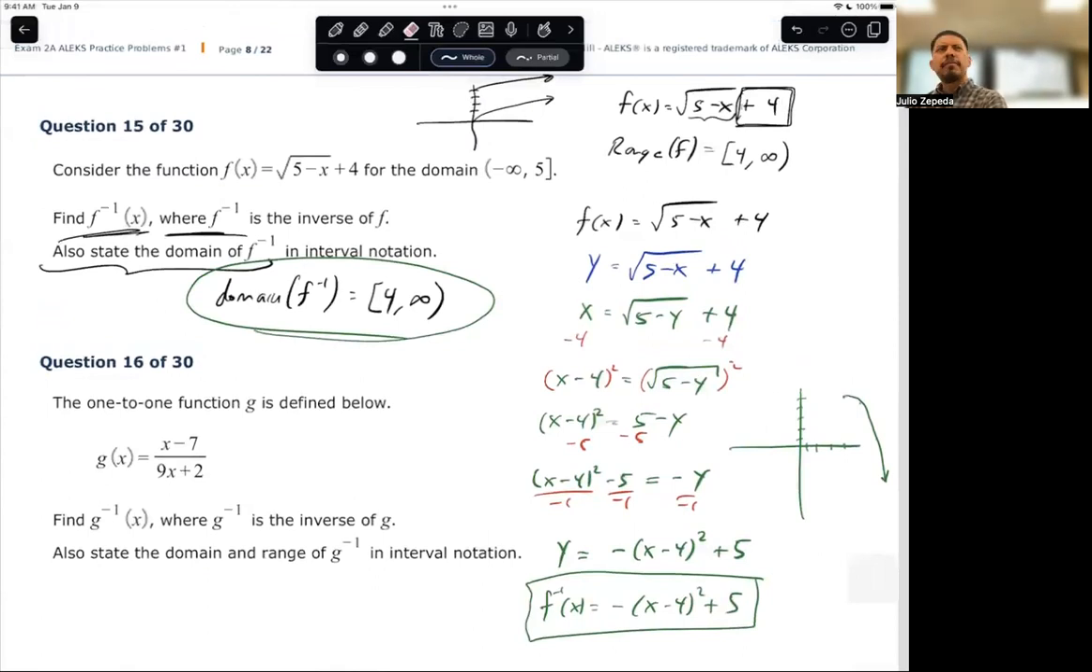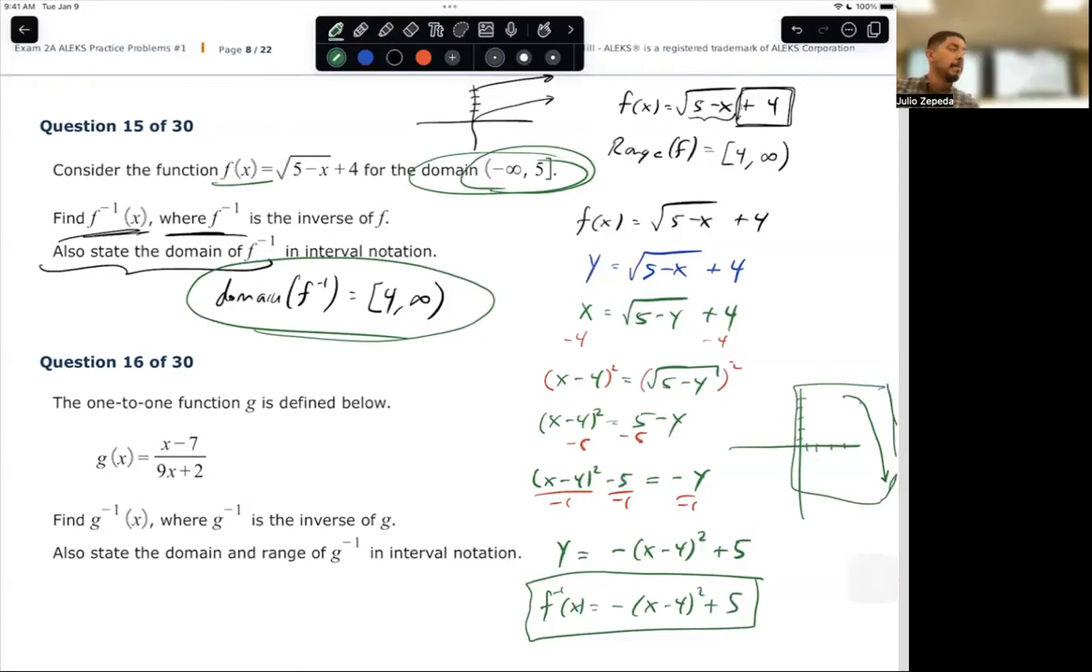Yeah, it's kind of just extra information, I guess. That right there, there's nothing to do with it. You don't have to do anything with it. But if you notice, this is the domain of f. So can you tell me what the range of f inverse is? What's the range of this function that we just graphed?